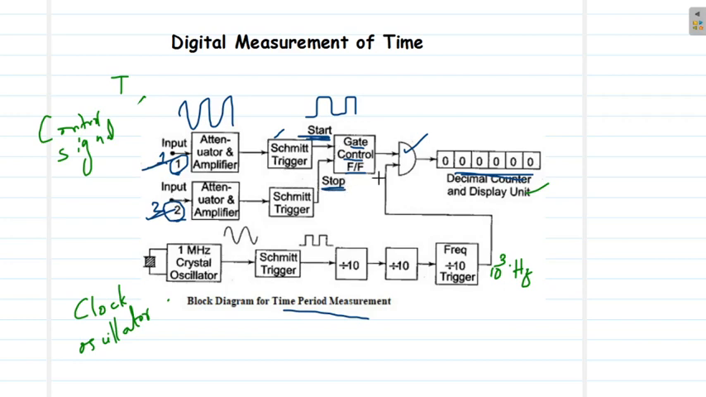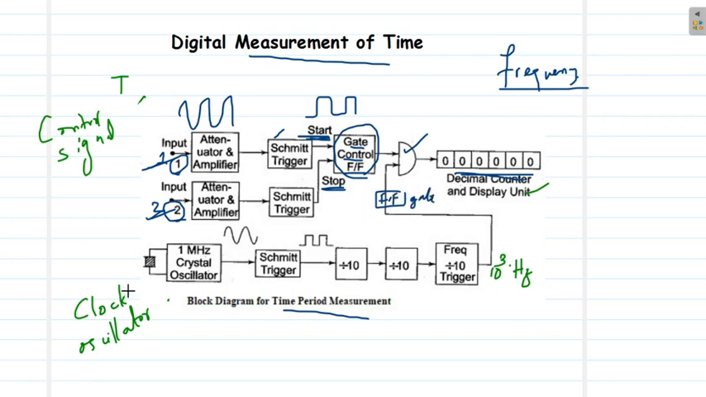So when you compare this circuit diagram for digital measurement of time with that of digital measurement of frequency, the main difference that we see is in the positioning of the gate control flip-flop. So this gate control flip-flop is used at this place.